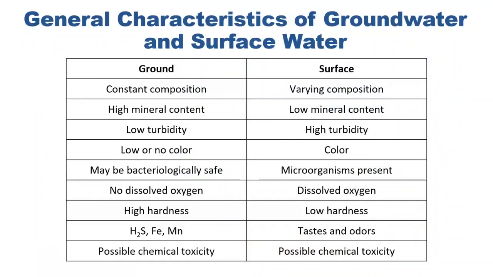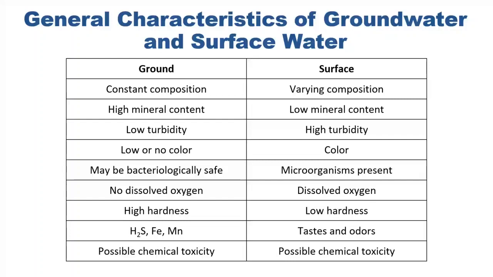For groundwater, we have constant composition, whereas for surface water, we have varying composition. For groundwater, we have high mineral content, and for surface water, we have low mineral content. In groundwater, we have low turbidity and low or no color, while in surface water, we have high turbidity and color. Groundwater may be bacteriologically safe, while in surface water, microorganisms are present. In groundwater, there is no dissolved oxygen. In surface water, there is dissolved oxygen.